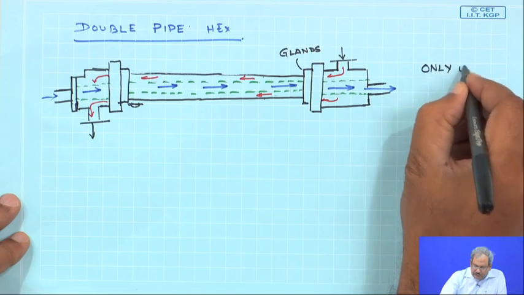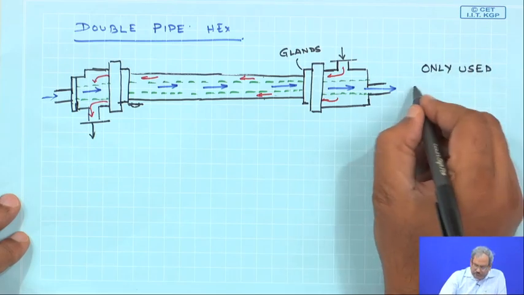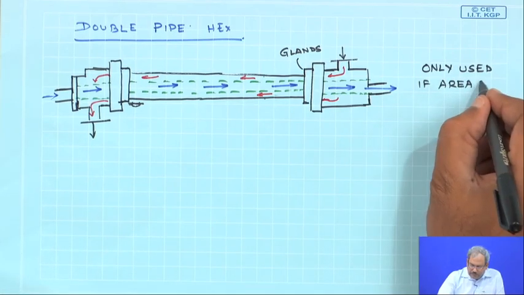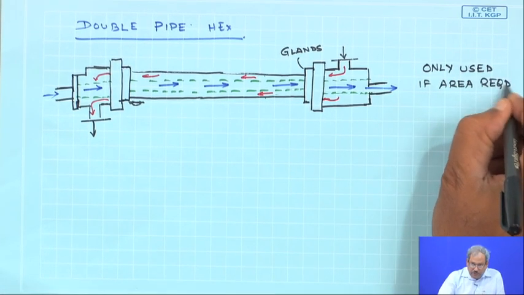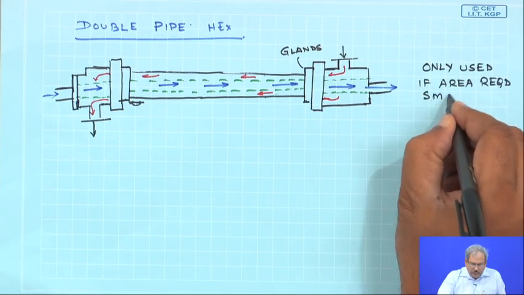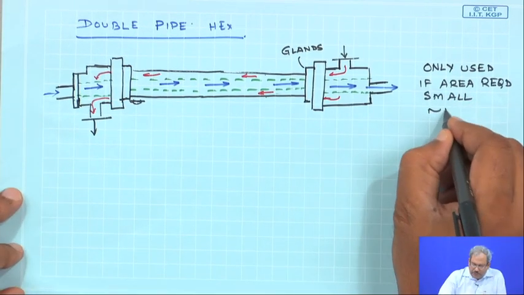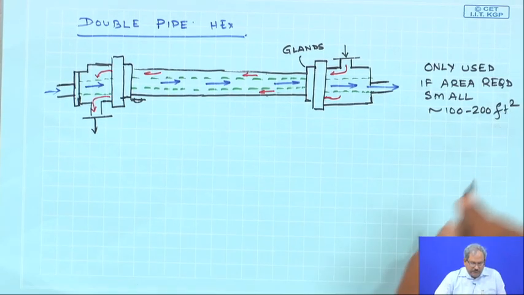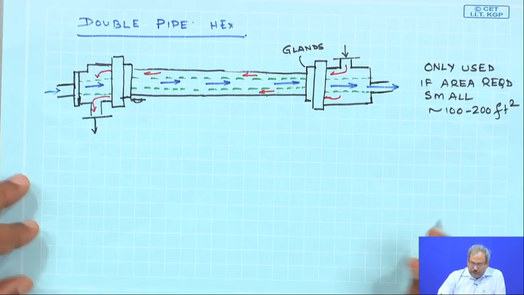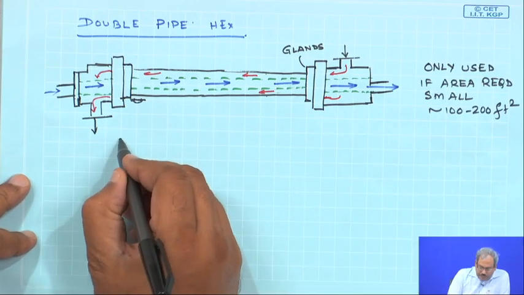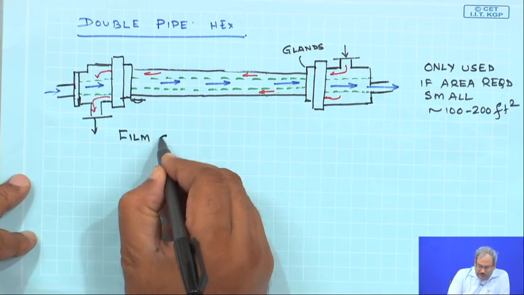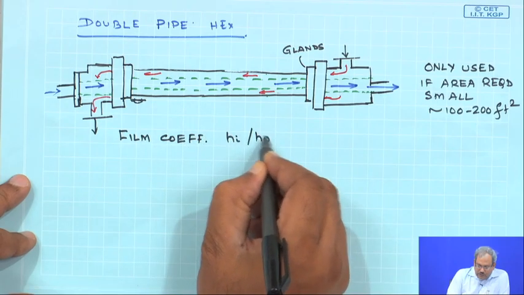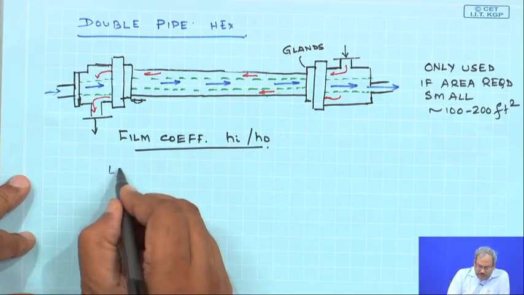So, this is the simplest heat exchanger that you can think of, but it is only used if the area required for heat transfer is small, of the order of 100 to 200 feet square. And the coefficients, the film coefficients, that means the H I or H O, can be calculated if it is a laminar flow.